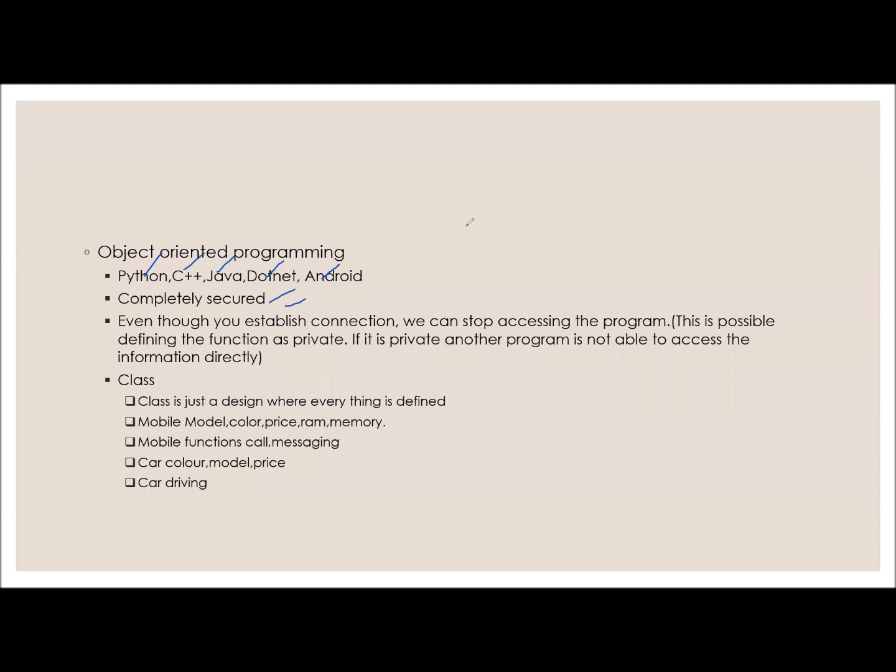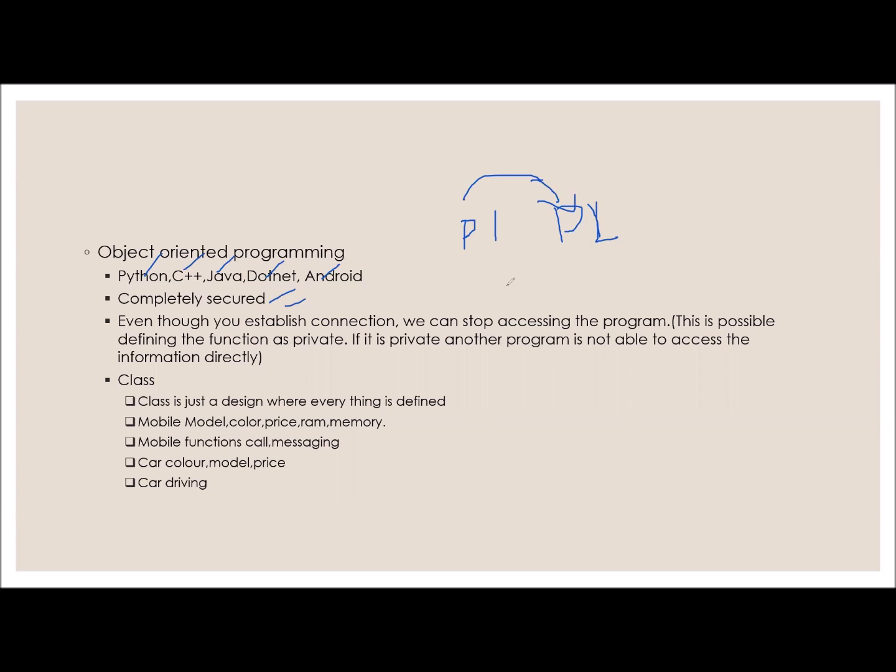Suppose this is program 1 and this is program 2. If program 1 tries to establish a connection with program 2, even though the connection is established, we can stop access to program 2 by defining the function as private.